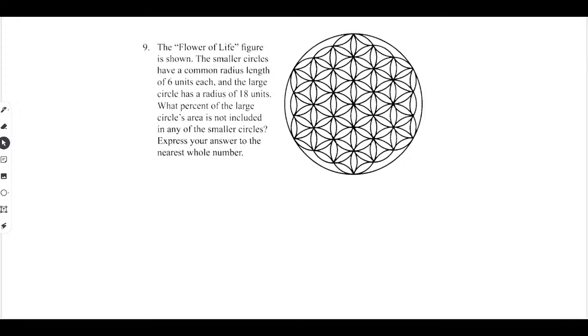It's going to be number 9. The flower of life figure is shown. The smaller circles have a common radius length of 16 units each, and the large circle has a radius of 18 units. What percent of the large circle's area is not included in any of the smaller circles? Express your answer to the nearest whole number.